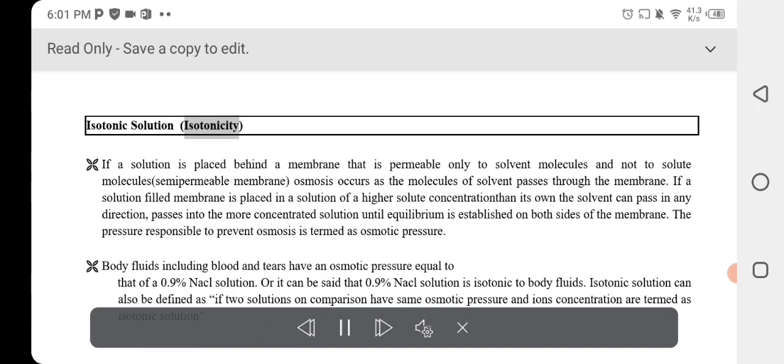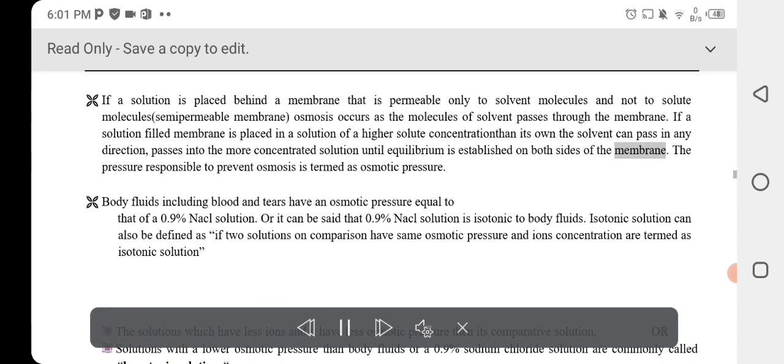Isotonic solution, isotonicity. If a solution is placed behind a membrane that is permeable only to solvent molecules and not to solute molecules, a semi-permeable membrane, osmosis occurs as the molecules of solvent pass through the membrane. If a solution-filled membrane is placed in a solution of a higher solute concentration than its own, the solvent passes into the more concentrated solution until equilibrium is established on both sides of the membrane. The pressure responsible for preventing osmosis is termed osmotic pressure.